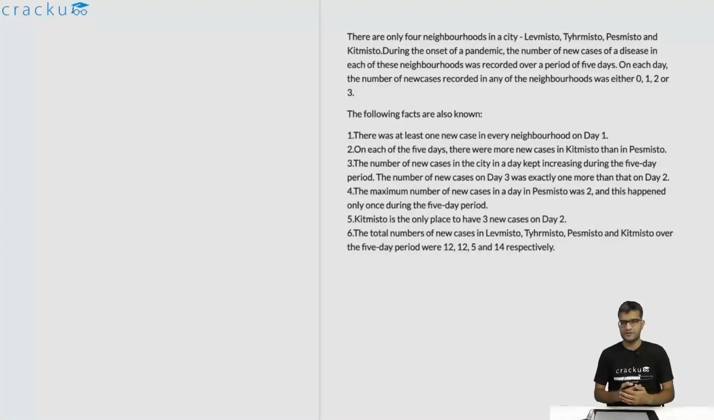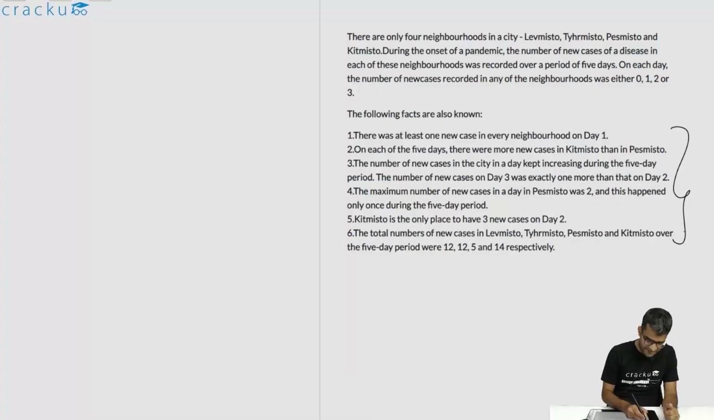In this question, we are told that there are 4 neighborhoods. Let us call those neighborhoods L, T, P and K. During the onset of a pandemic, there are 5 days and we have to record how many cases were there in each of these 4 cities across the 5 days. We have been given some clues, and using these clues, we have to basically fill the table. So let us first draw the table.